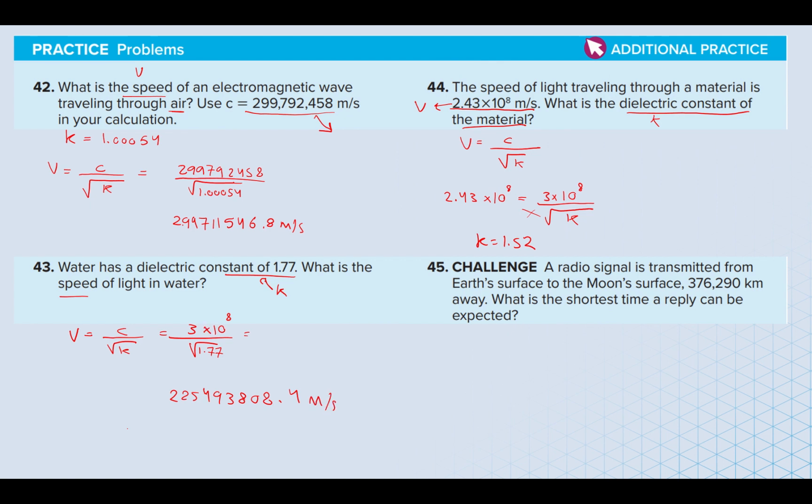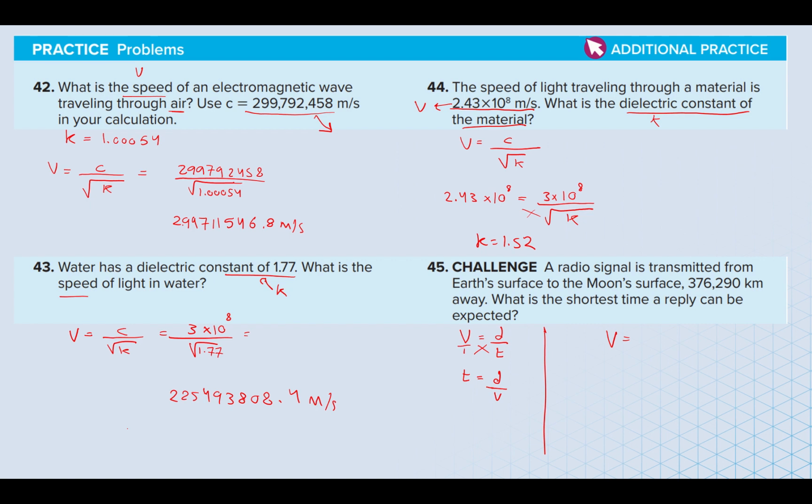A radio signal is transmitted from Earth's surface to the Moon's surface 376,290 kilometers away. What is the shortest time a reply can be expected? So here, he wants me to find the time. Remember that the velocity is equal to the distance traveled divided by the time. If I want the time, I will say the time is equal to the distance traveled divided by the velocity by rearranging the equation. So I have the distance, but I don't have the velocity. So we need to find the velocity of this signal first.